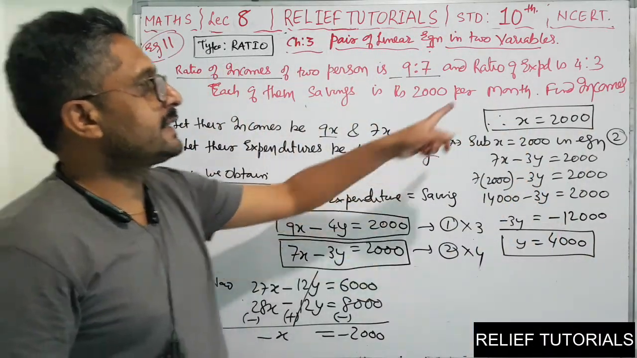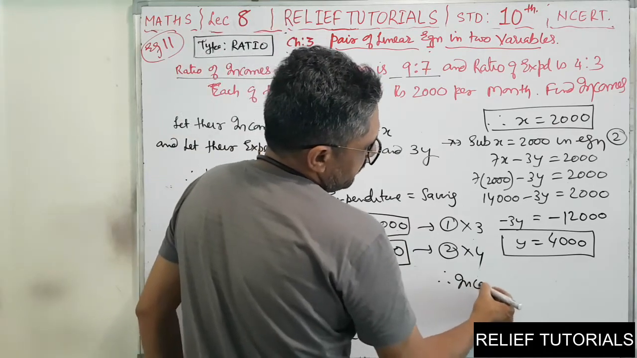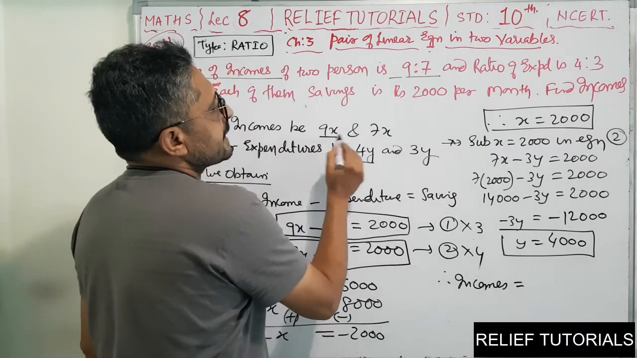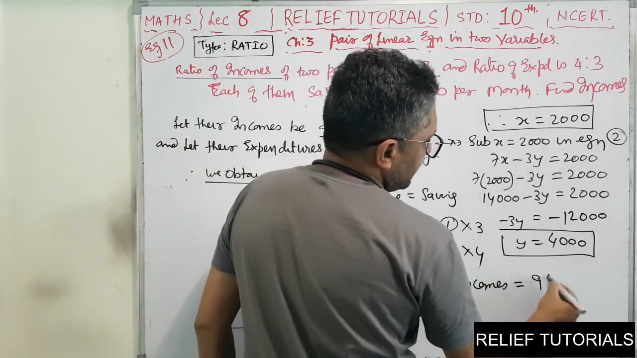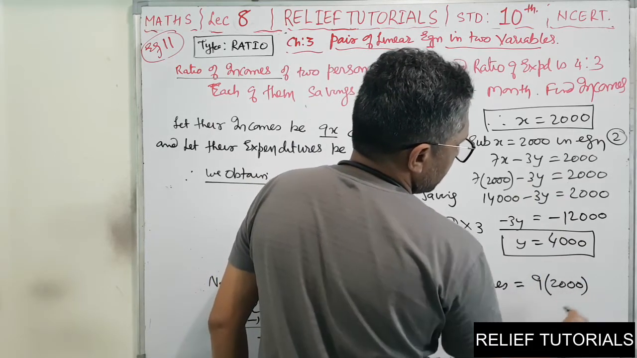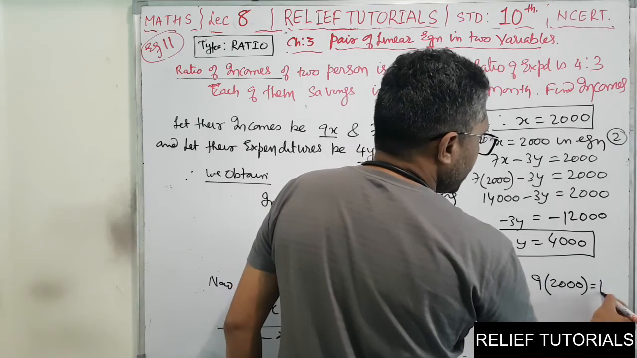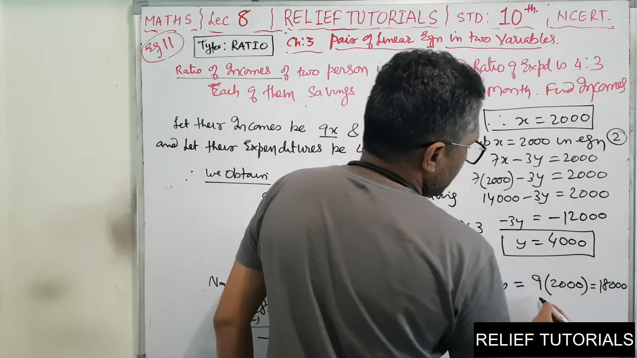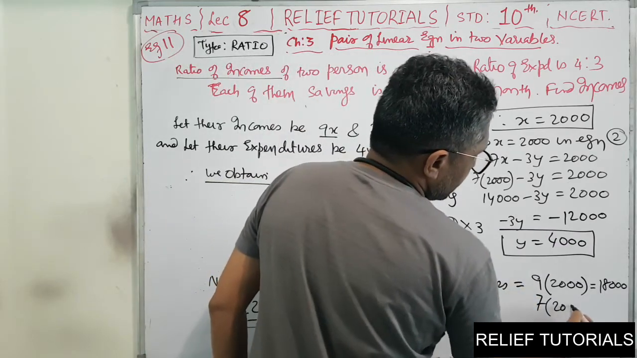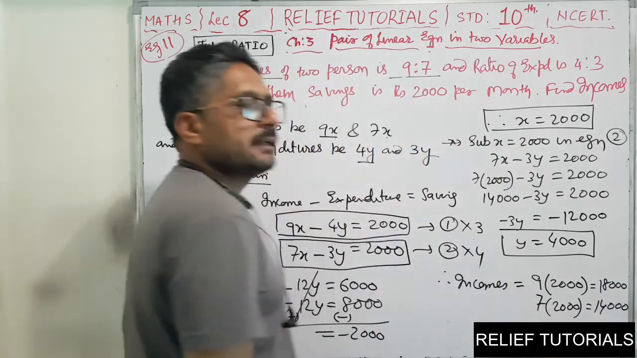Clear? You have to find their incomes. Now the incomes are 9x and 7x. So the incomes are 9 into 2000, that is equal to 18,000, and the other is 7x, 7 into 2000, that is equal to 14,000. So these are the incomes of the two persons.